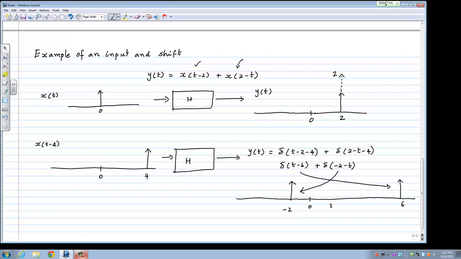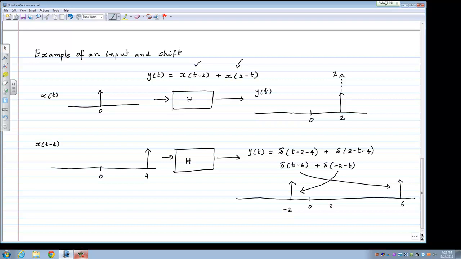So clearly the output y of t was not just a shift of the input by 4 units. I think what really is happening here is the 2 minus t is the culprit, right? The 2 minus t is really like a shift to the left followed by a flip. So when you flip things around before you shift, it's not just the same as shifting it by the same amount, because you're flipping things around the y-axis, right? This is what makes it not time invariant.